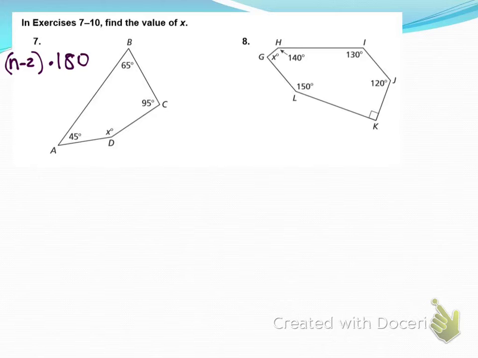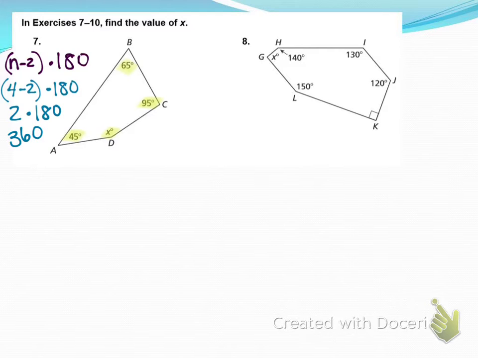But how many sides are on this first shape? 4. So you could memorize how many degrees are in a 4-sided shape if you want. How many degrees are in a quadrilateral? 360. If you didn't know that, that's fine. You would just figure out how many triangles there are. There are 2 triangles in the shape, 180 apiece. That means there's 360 degrees inside of every quadrilateral.